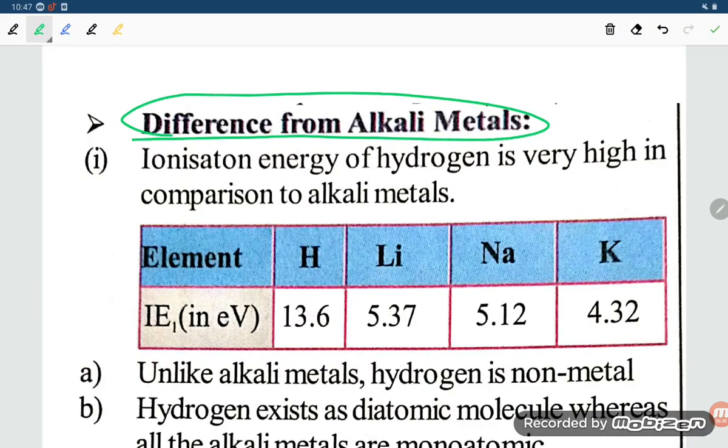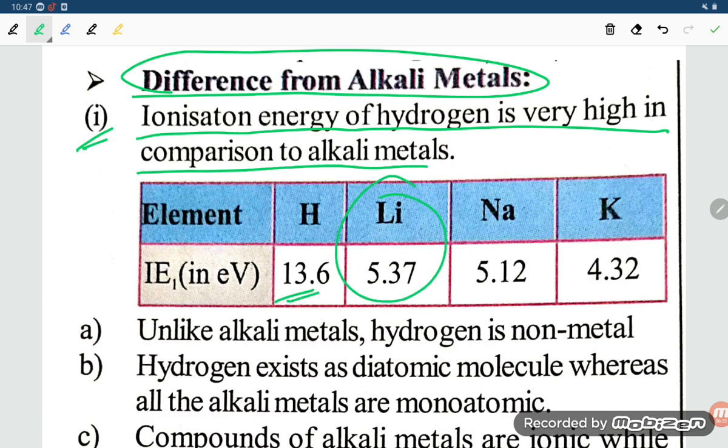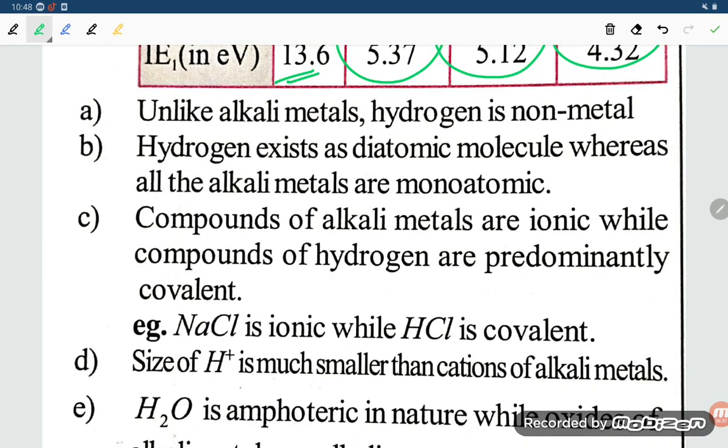Now, the differences from the alkali metals. Hydrogen also exhibits different properties from the alkali metals. Let us have a look at it. First, the ionization energy of hydrogen is very high compared to alkali metals. Hydrogen is 13.6, but lithium is 5.39, sodium 5.14, potassium 4.34. So that is the difference in ionization energy.